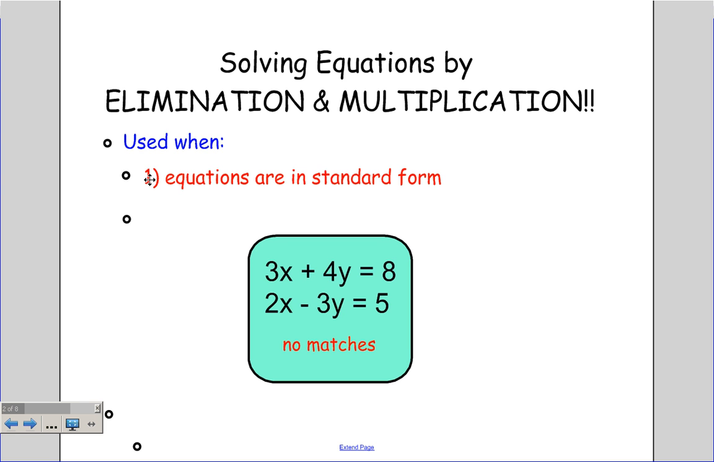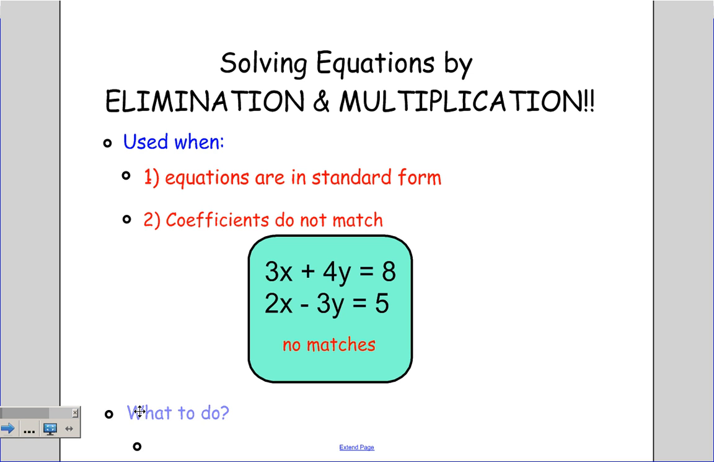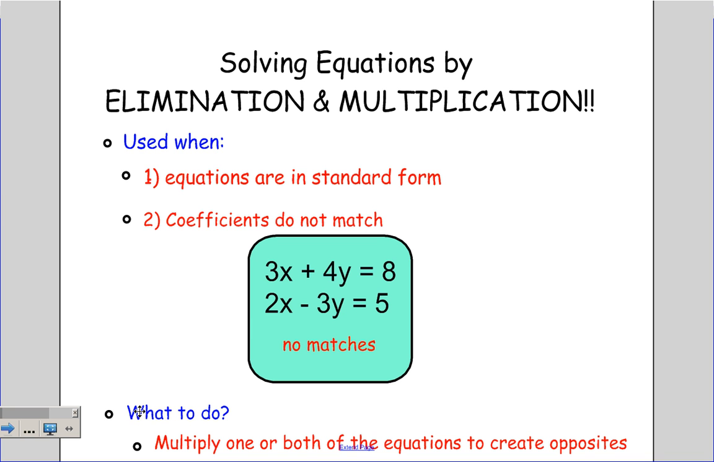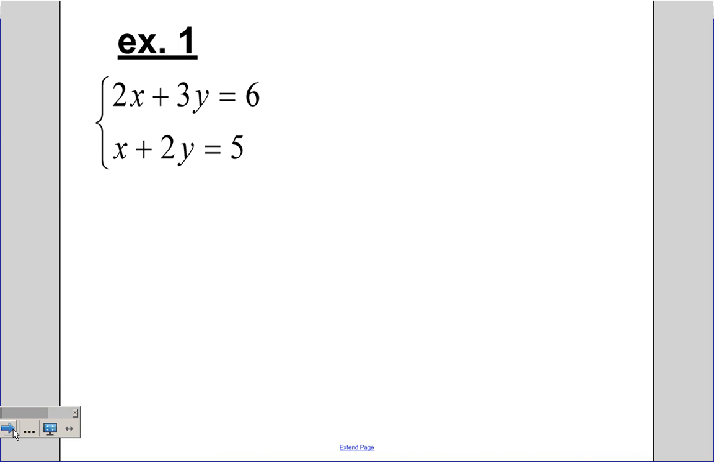equations are in standard form, just as before, and when coefficients do not match. For example, what you see in front of you in that one, you see 3x and 2x, they don't match, and 4y and negative 3y, and they don't match. So what are we going to do? We will multiply one or both of the equations to create opposites. Kind of like when we find common denominators. Same kind of technique.